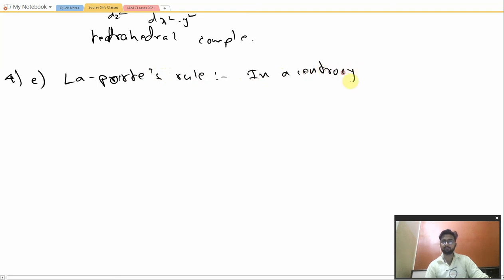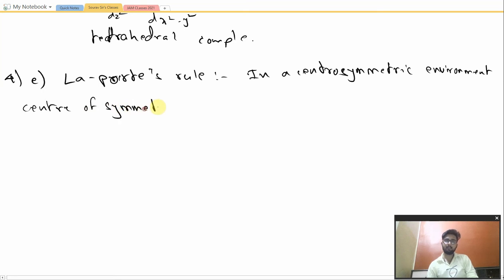centrosymmetric environment. Now you may be asking, what is a centrosymmetric environment? I have already taught you in my earlier videos, the topic stereochemistry is already completed. So you might know about the center of symmetry, that is i. So in a centrosymmetric environment, that is in a molecule having the center of symmetry i, the electronic transitions will be occurring in the energy levels of opposite parity.